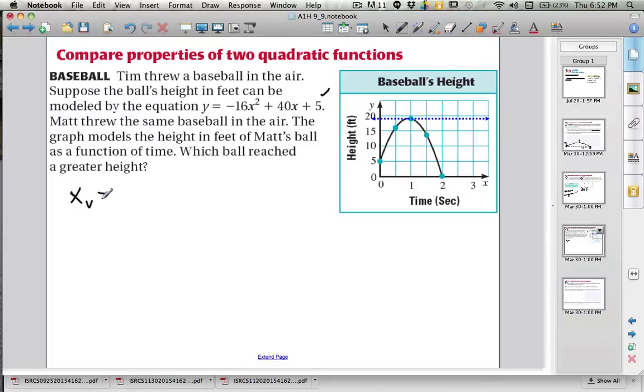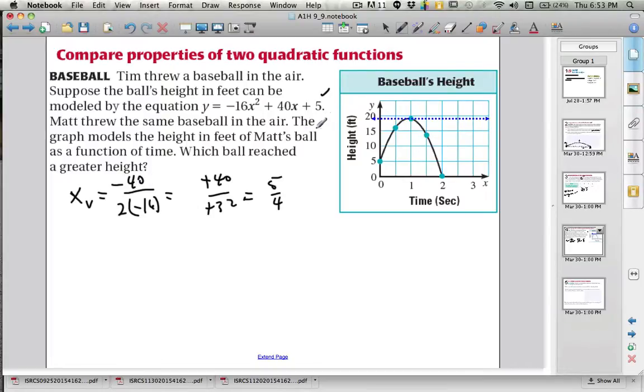So I know the x-coordinate of the vertex is the opposite of b, which would be 40, over 2 times a, which is negative 16. So that's going to be negative 40 over negative 32. That becomes positive. Both of these are divisible by 8, so 5/4 is the x-coordinate of my vertex.